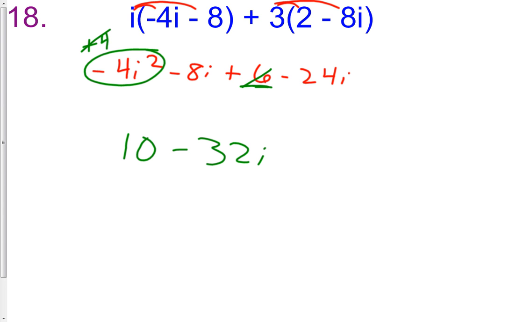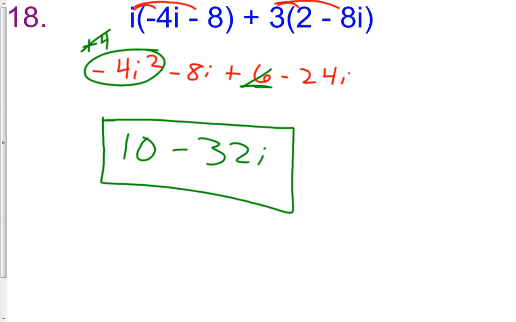10 minus 32i. So again, to summarize, treating an i is a lot like treating a variable when we multiply, add, and subtract. The big difference is that when we multiply, an i times an i is i squared, and i squared is the same thing as a negative 1. Let me know if you have any questions on that when you get to class tomorrow.